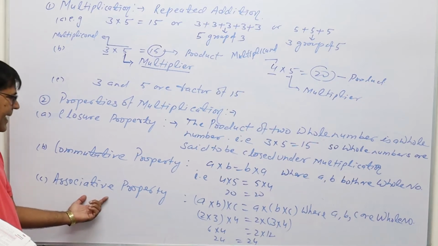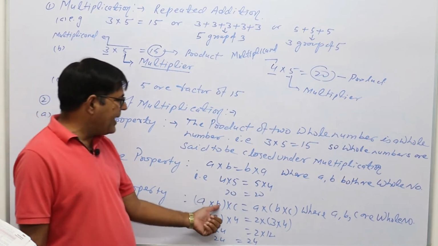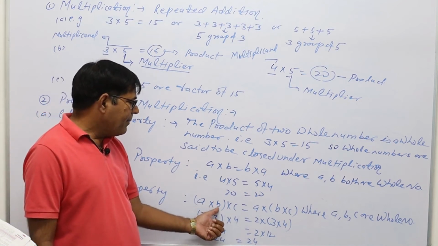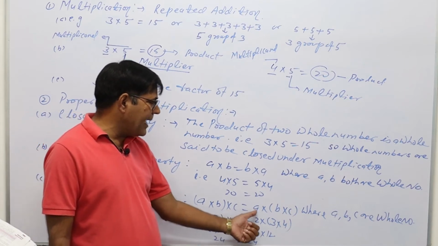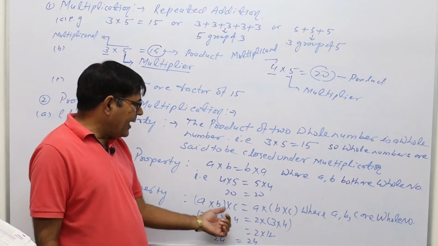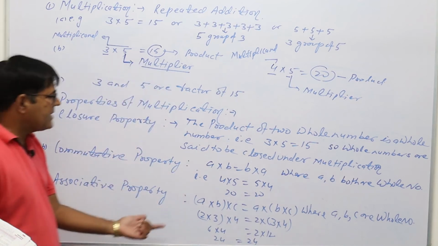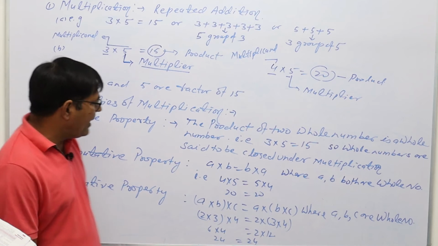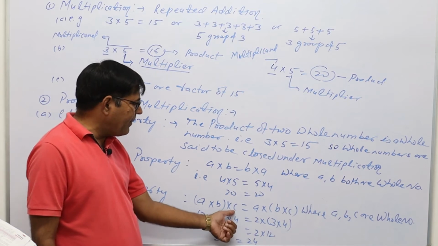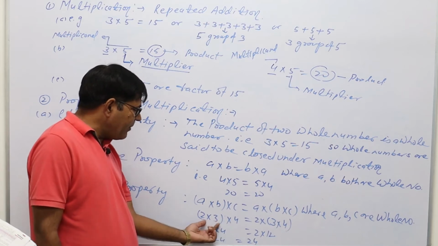Now, the next property is the associative property. For associativity, let A, B and C be three whole numbers. Then if (A multiplied by B) multiplied by C is equal to A multiplied by (B multiplied by C), that is, (A into B) into C equals A into (B into C), then this is known as the associative property. And how will we prove this? First, we will find the product of A into B, and the result will be multiplied by C. So, if we have to multiply 2 into 3 into 4, then first we will multiply 2 into 3, that is 6.